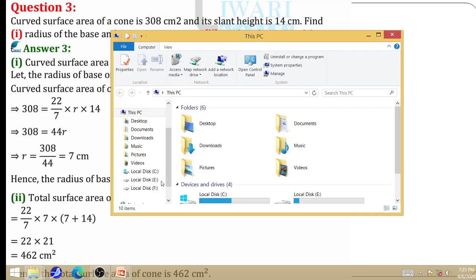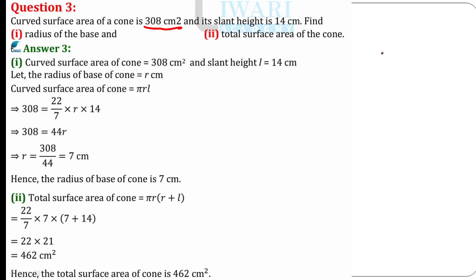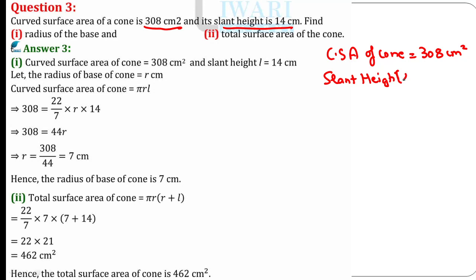Good morning students. Today we are starting with question number 3. The curved surface area of the cone is given, that is 308 centimeter square. Its slant height is also given, that is the value of L is 14 centimeter.